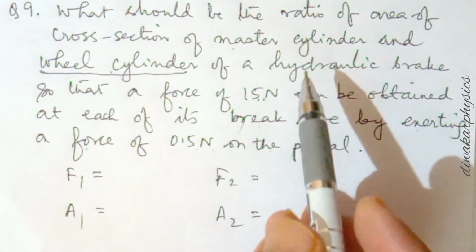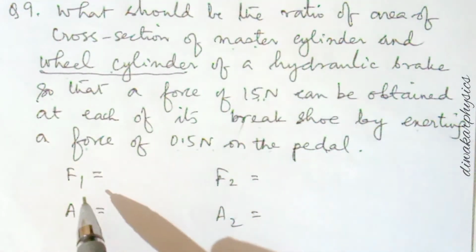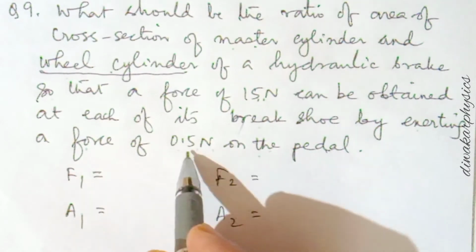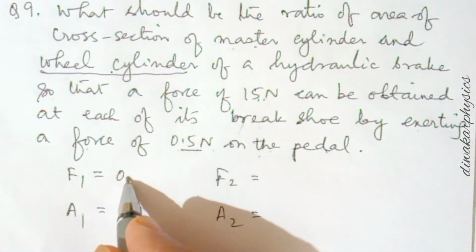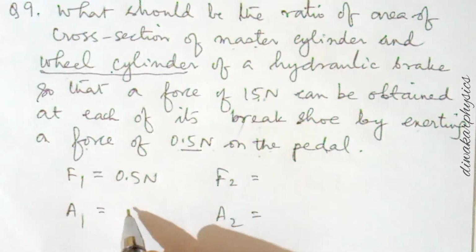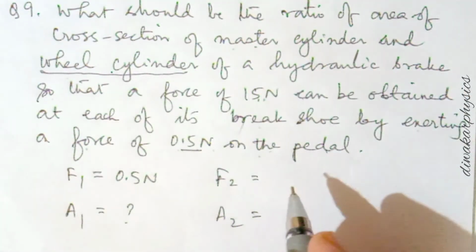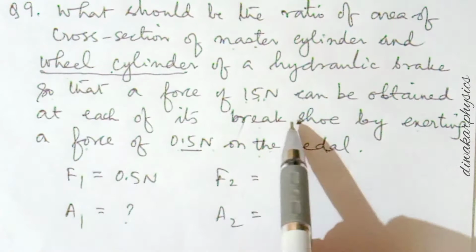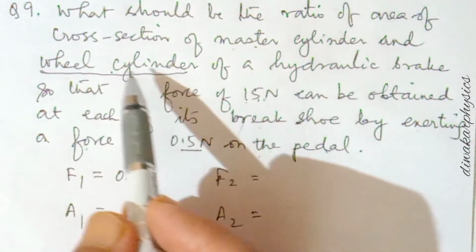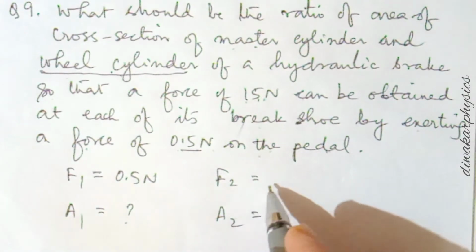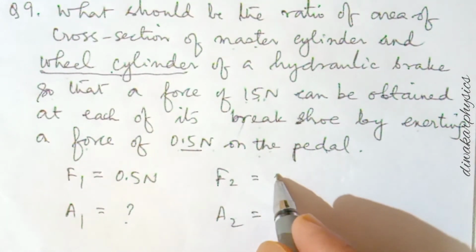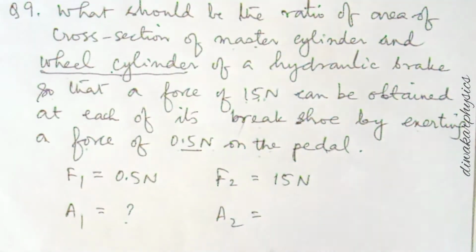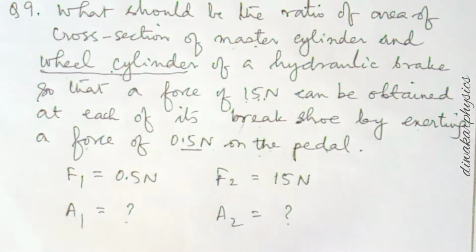So here if I take master cylinder as A1, then what is the force acting on the master cylinder near the pedal? 0.5. And area A1 you don't know, because you have to find the ratio. Keep it like that. And 15 Newton can be obtained on each of its brake shoe. So brake shoe will be near the wheel, so they will be near the wheel cylinder. So that means 15 Newton is obtained on the wheel cylinder. Okay, then you have to find this ratio.